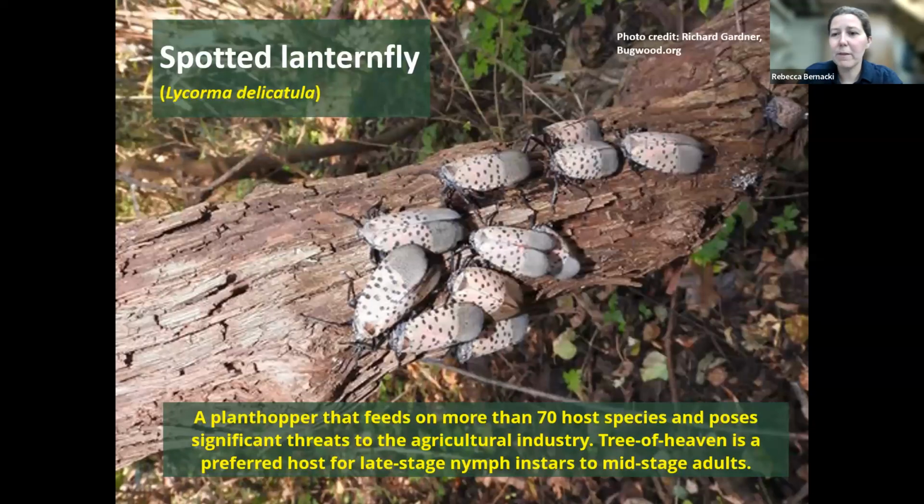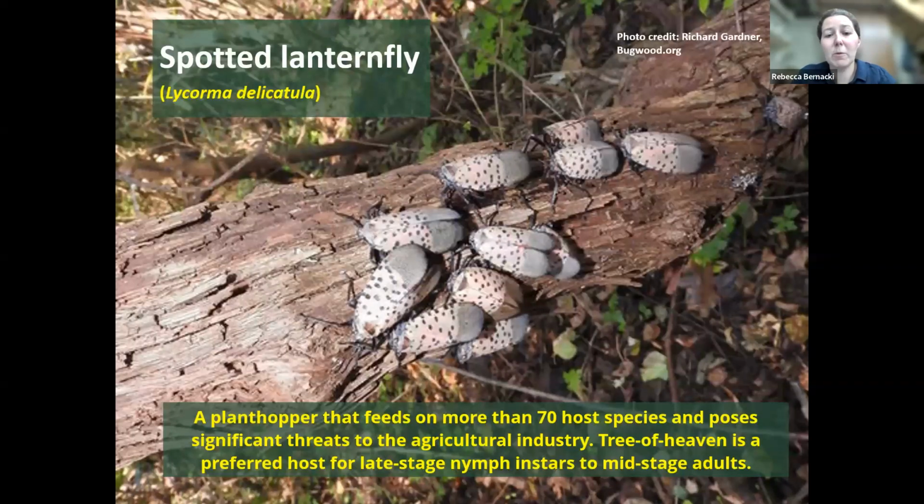So we've done it, folks. We've gotten to our last species we're going to talk about today. We're going to switch gears a little bit. We've talked about a bunch of plants, and now I'm going to take a minute and talk about an insect. So spotted lanternfly is a planthopper that can feed on more than 70 host species. And it poses a pretty significant threat to our agricultural industry, especially grapes and hops. So if you enjoy an evening beverage of wine or beer, this should be something that concerns you.